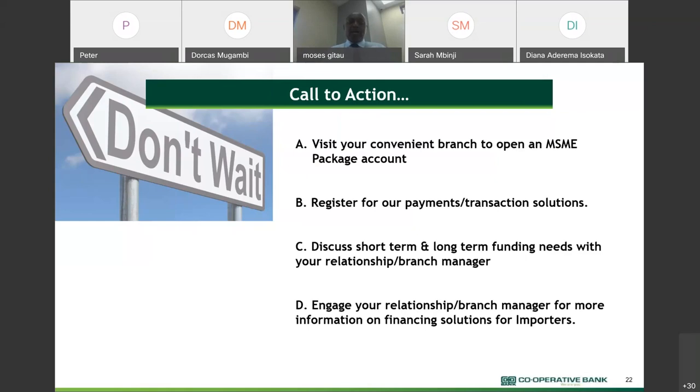If it's a POS, the bank will provide that POS for you for free. So ensure you register for those payment and transaction solutions. Then number three: if you have those short-term needs that Dockers has covered, I may have also talked about them, ensure you also discuss those needs with your branch manager and the relationship manager. So that will be critical for you to say, what do I need?